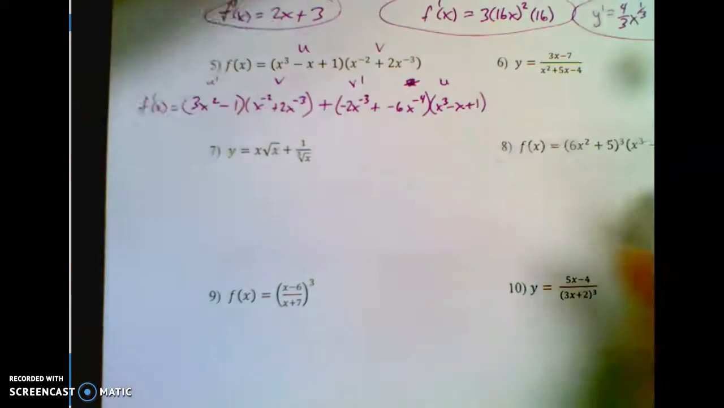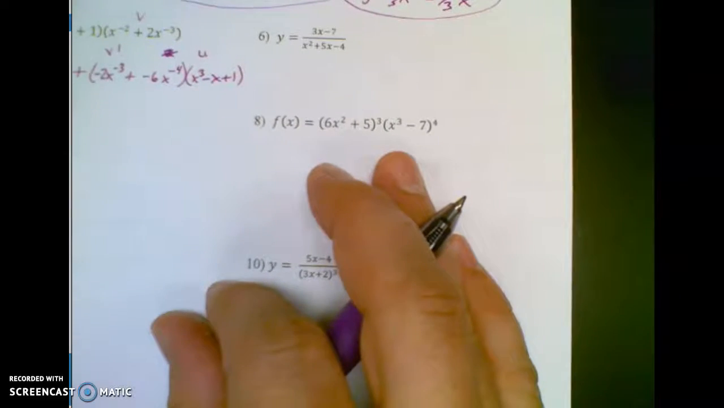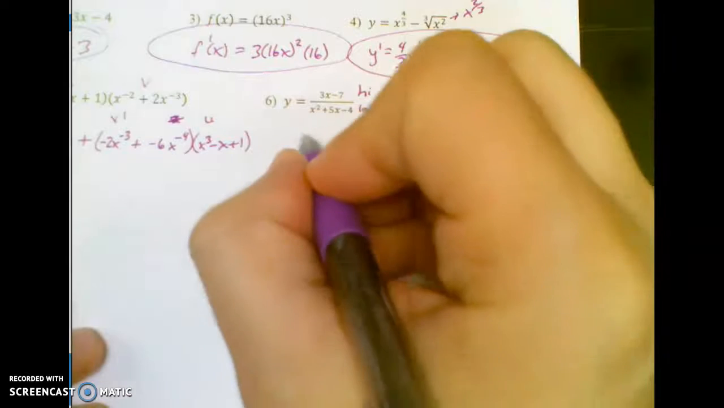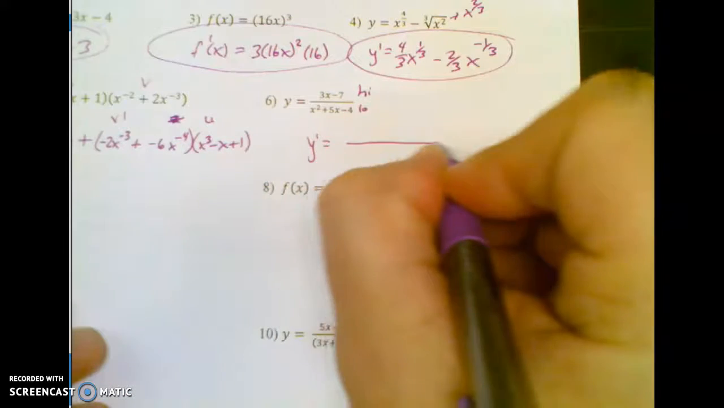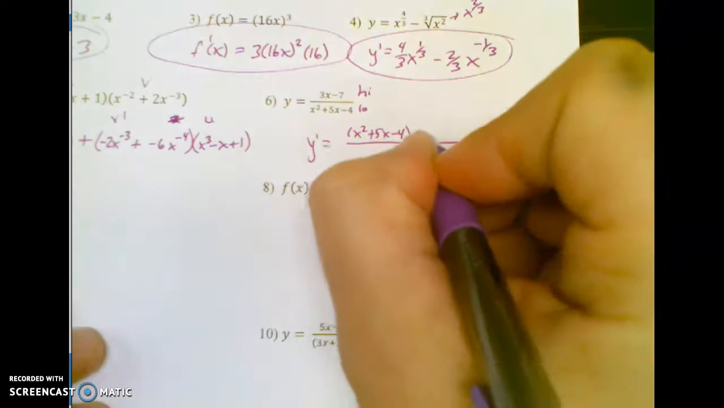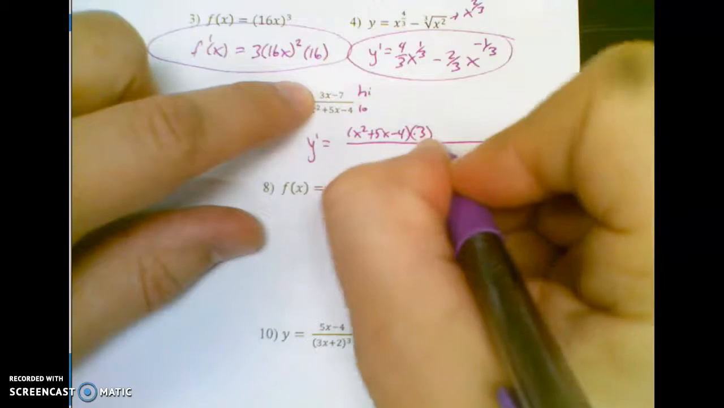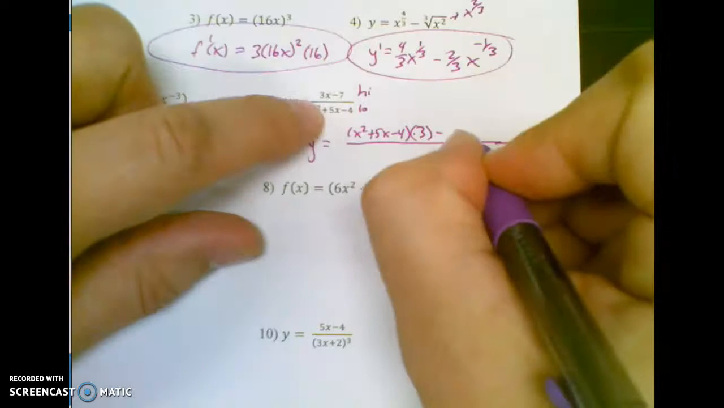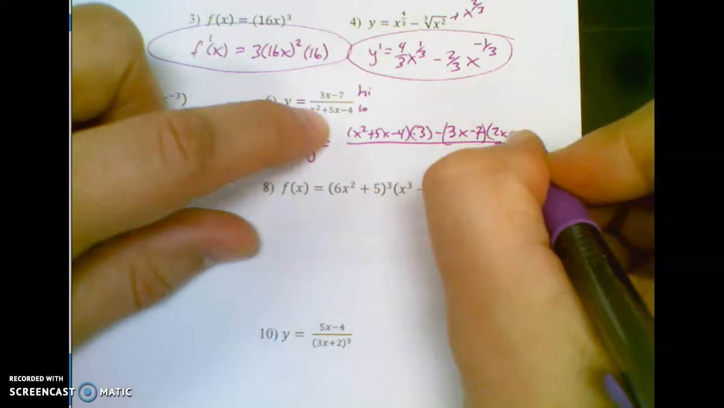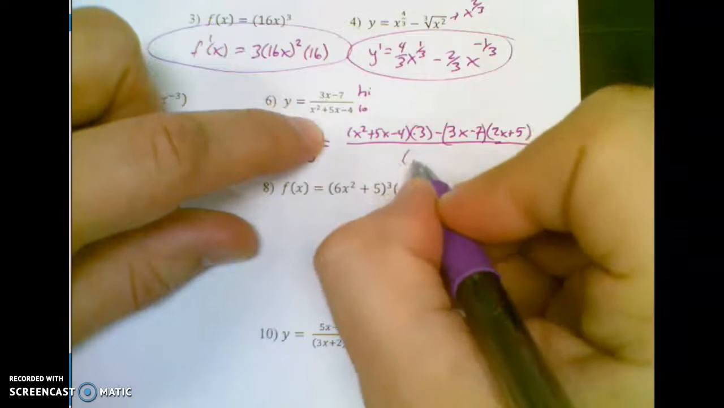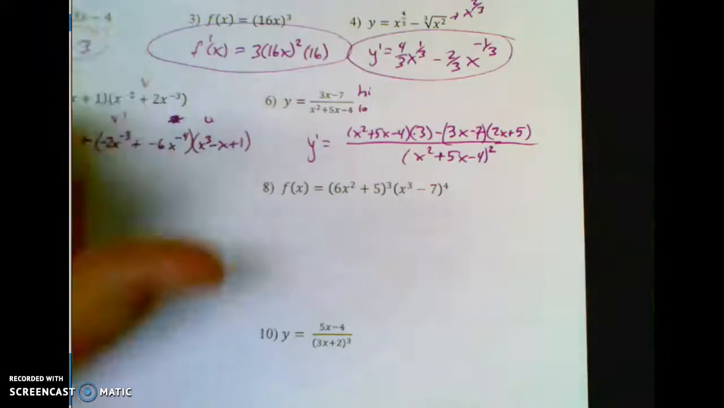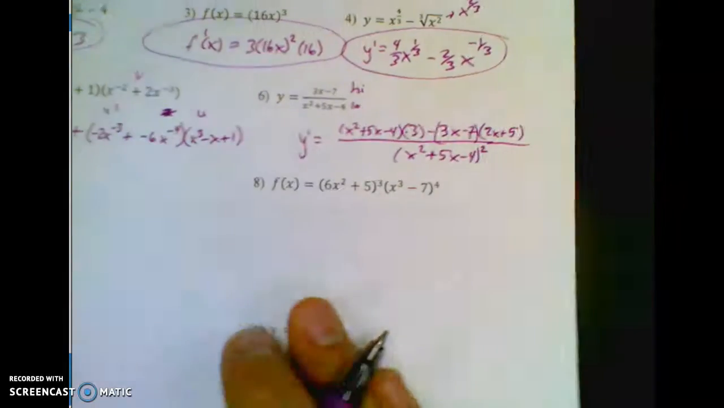All right, and then we got a quotient rule here, so that was a product rule. Now for a quotient rule, here's the high, here's the low. So low, you just copy it. D high, derivative of the high is just 3, right? Minus high d low, 2x plus 5 over low low. There you go. Easy, right? First step derivatives are easy.